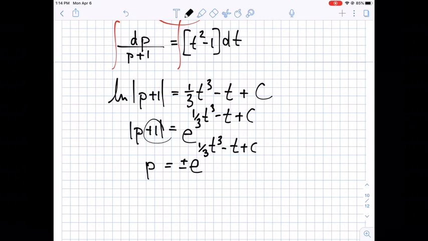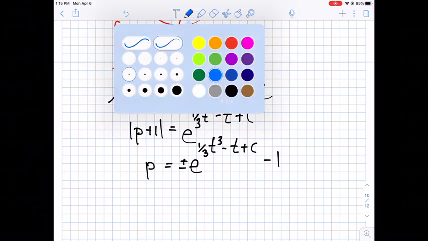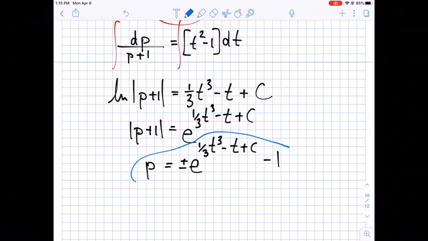And I'm going to bring over this positive 1 to the right, where it will become a minus 1. So we have a minus 1 there at the end. And that's going to be our general solution. You'll notice that we never actually were able to solve for the value c here. We don't have an initial condition, so this is our general solution.